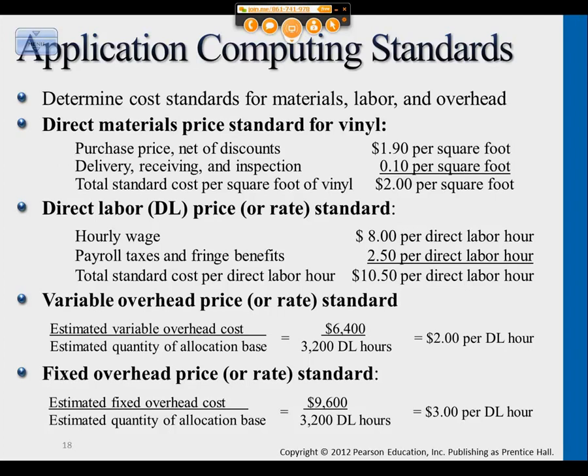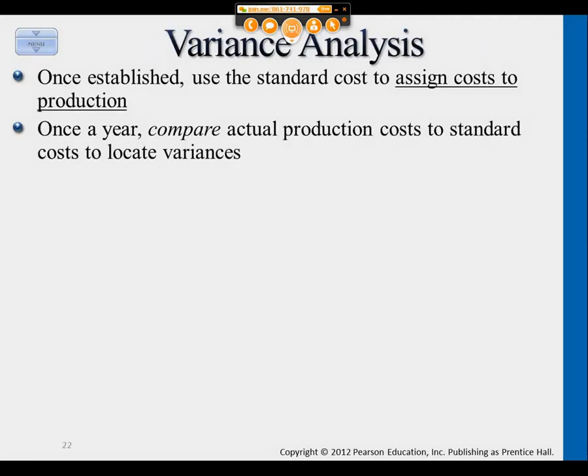We also know that our fixed overhead is $99,600, and what should always be given to you is the overhead allocation base, which is 3,200 estimated direct labor hours. We divide our estimated variable overhead cost or estimated fixed overhead cost by the estimated quantity of the allocation base, and we derive the variable overhead price standard or the fixed overhead price standard respectively. That's your calculation of the standards. Now, how do we actually apply them? Why do we need this? We'll see how it ties together.